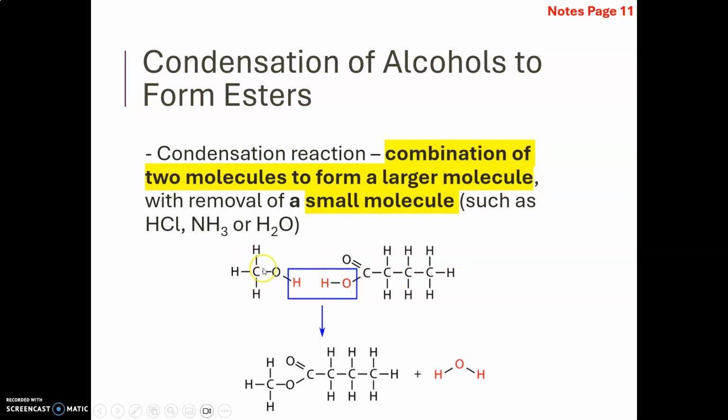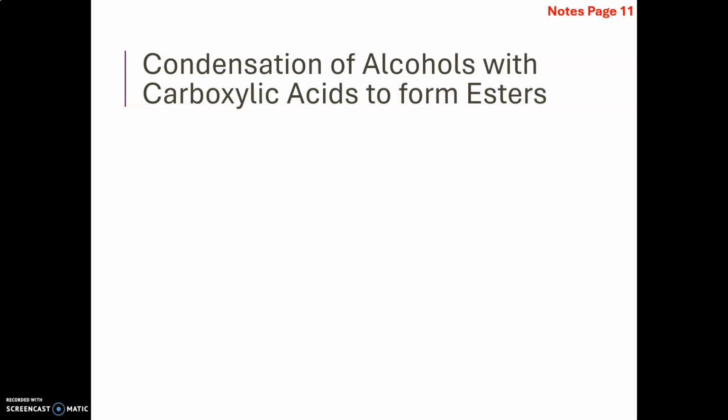So in this example, this is a methanol molecule reacting with a butanoic acid molecule. You can see that a new C-O bond is being formed between both reactants, but at the same time, the original hydrogen from the OH group in methanol combined with the original OH group from butanoic acid to form water as another product.